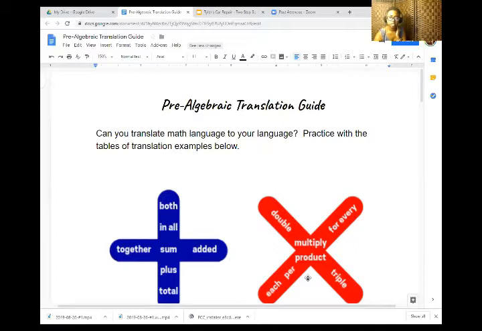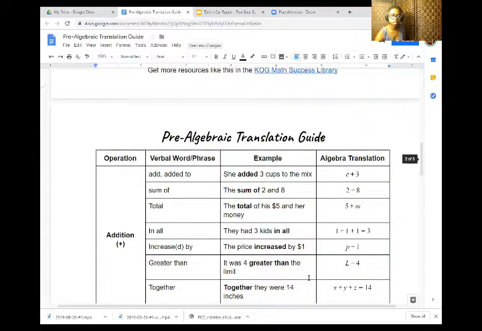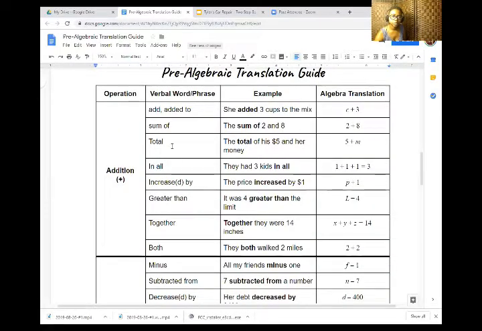Okay, so here's the pre-algebraic translation guide. We're going to scroll down to the table and look for the word total, which is right here. Total is an addition word, okay? So let's look at the example. It says the total of his $5 and her money was an amount, right? They added those two items together, 5 plus M, okay? So total is an addition word. And we had sum of 2 and 8, meaning we're going to add them together, like this example here.